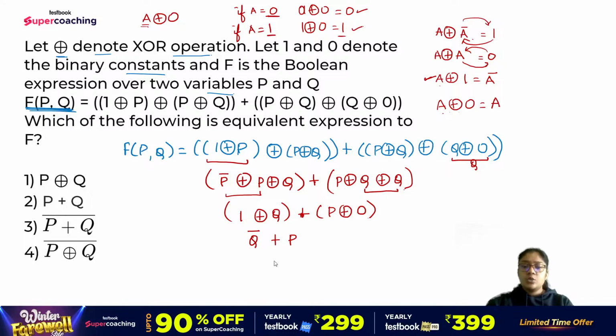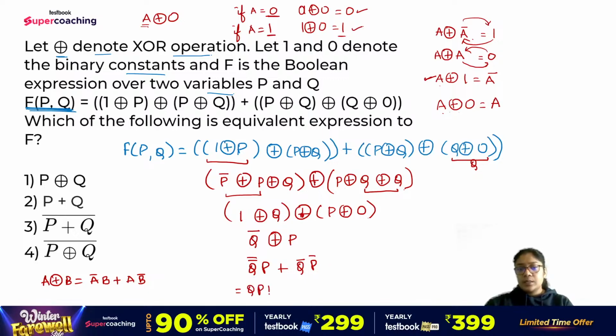So now we need to apply. We are getting here, this is the actually XOR. Now we are getting the XOR. We know that a XOR b is nothing but this is a complement b plus a b complement. So substitute the values here. We'll be getting a complement b plus a b complement. So this comes out to be qp plus q complement p complement.